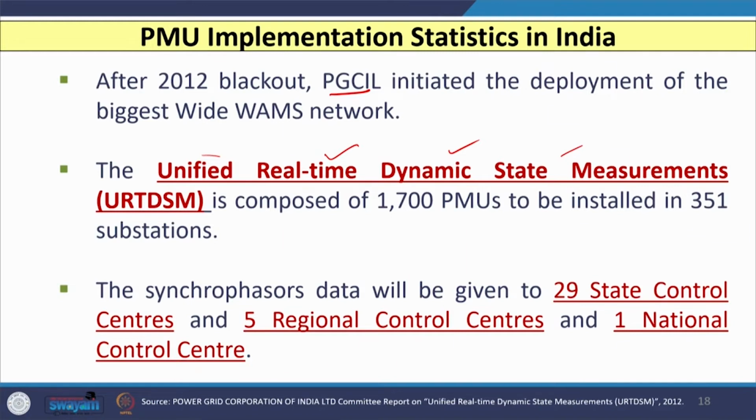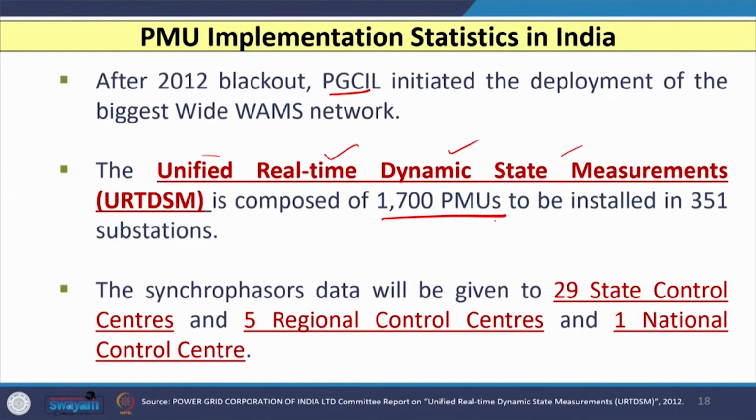So, in this scheme it is proposed to install 1700 PMUs in 351 different substations across India, and it is also proposed that the synchrophasor data will be given to 29 different state control centers, 5 regional control centers and 1 national control center. So, this is the main statistics of the PMU implementation in our country as per the URT-DSM scheme.